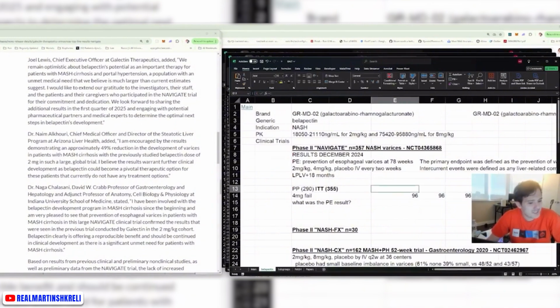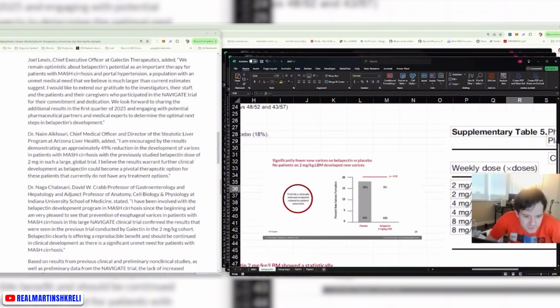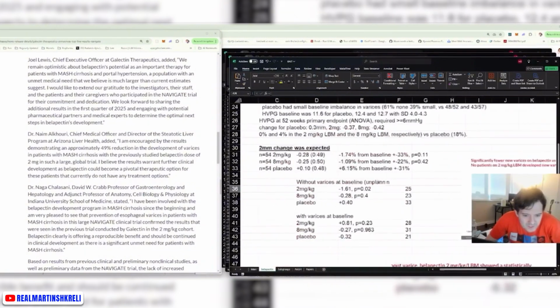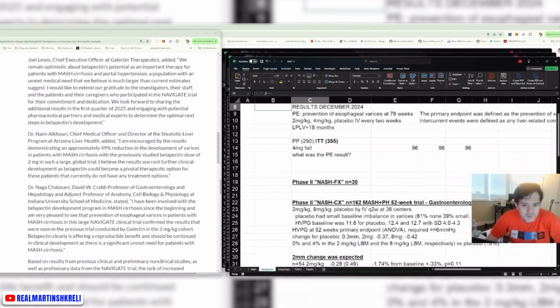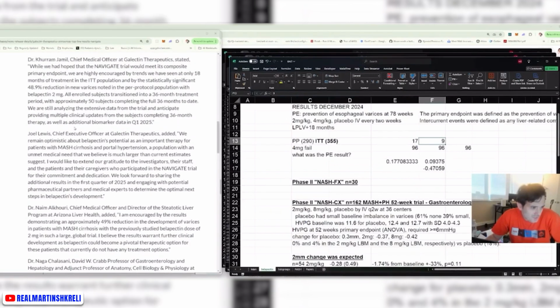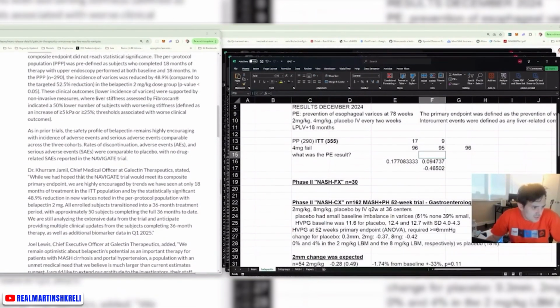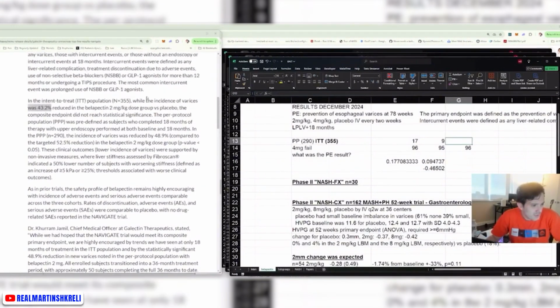How many did they have last time? 18% of patients. Okay. Let's assume that happened again. So let's say they had 7 and they had 8 here. Something like this, maybe? Yeah, that's not statistically significant. If the 4 mg group didn't, the 4 mg group not doing anything is really sad.